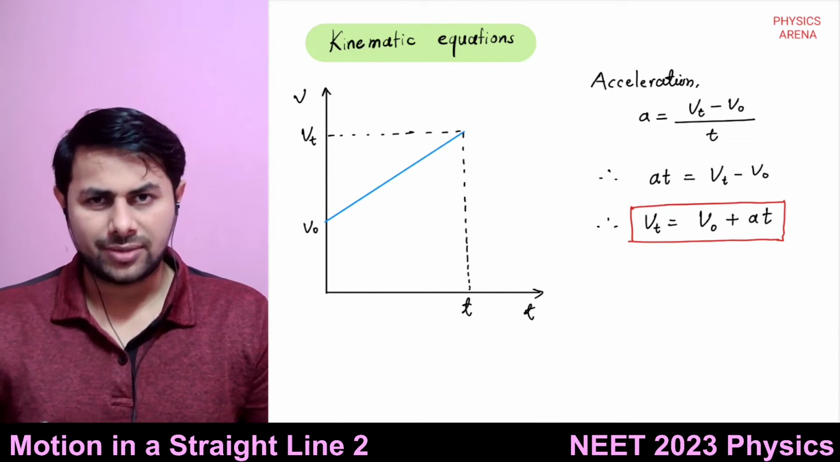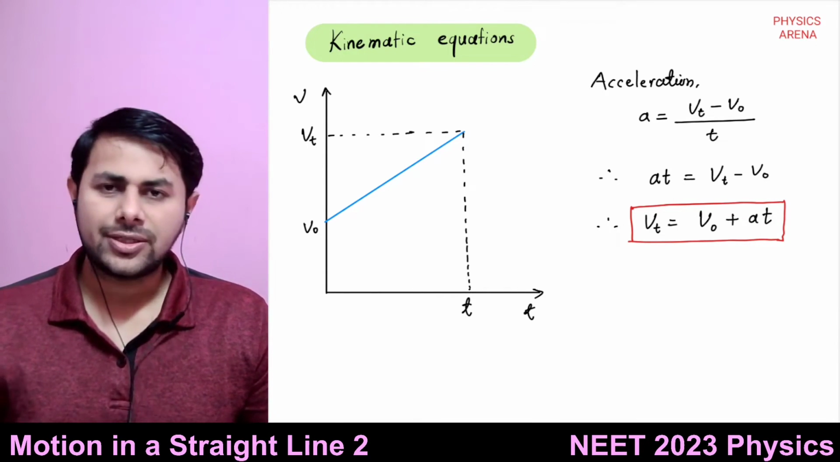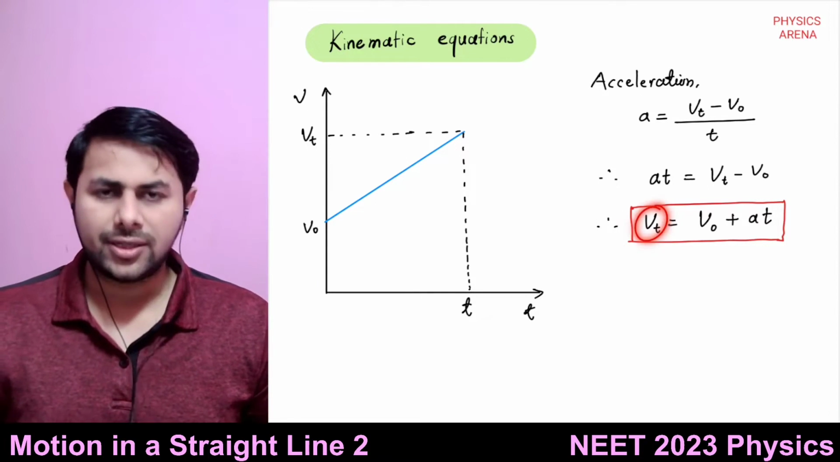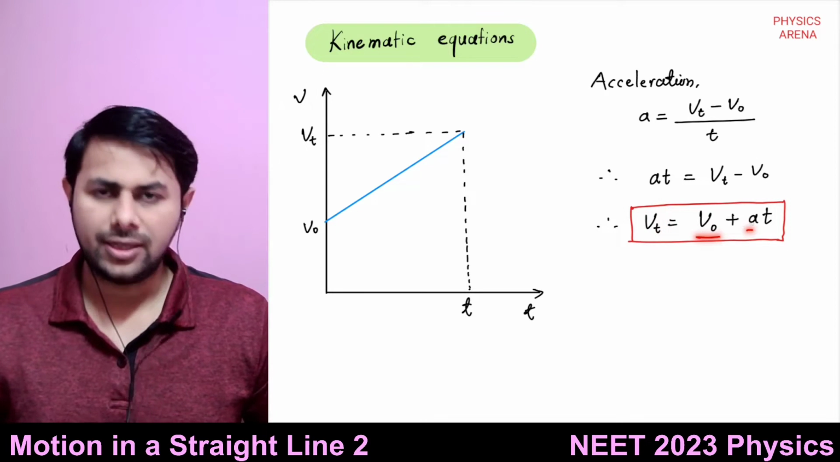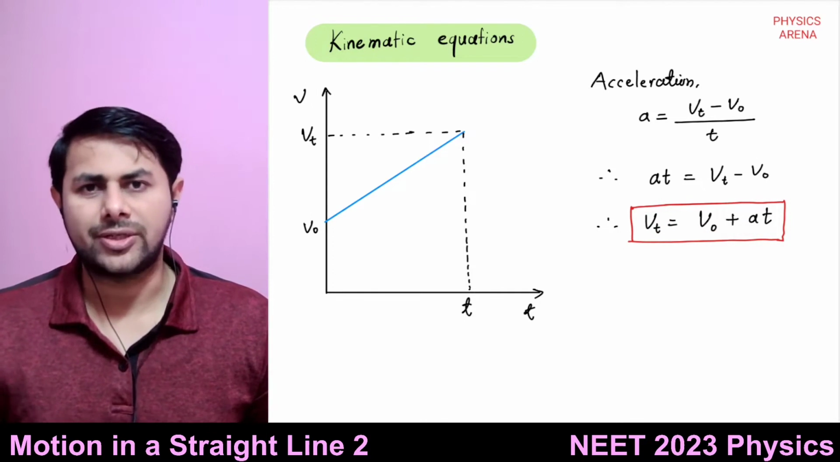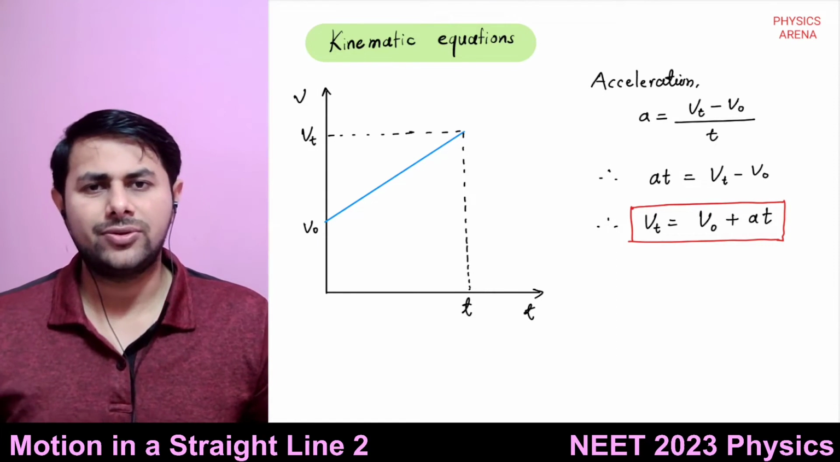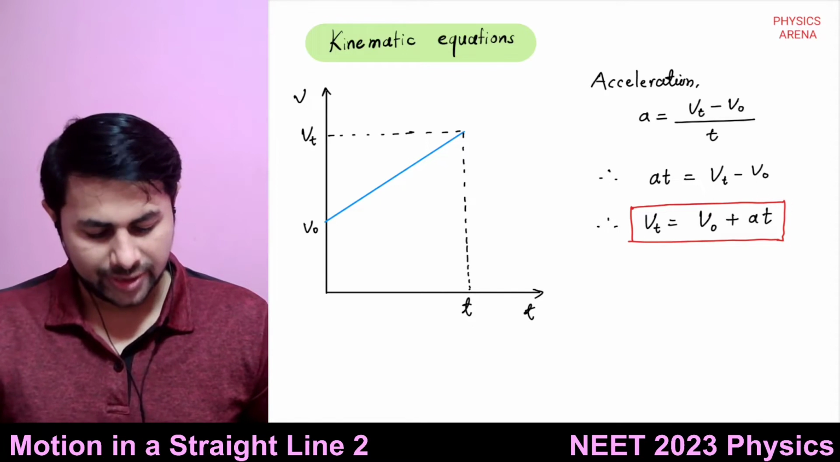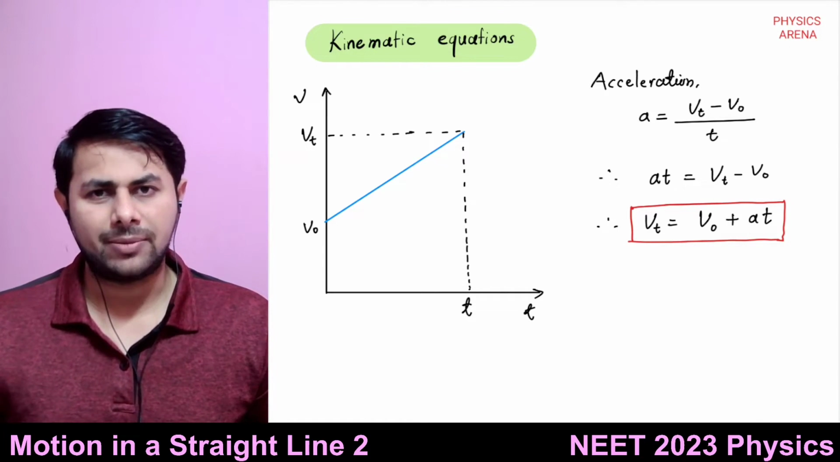That's very simple. This equation gives final velocity if you know the initial velocity, acceleration and time. So this is the first kinematic equation. Next equation will give you the displacement. And what is displacement? Displacement is the area under the velocity versus time curve.